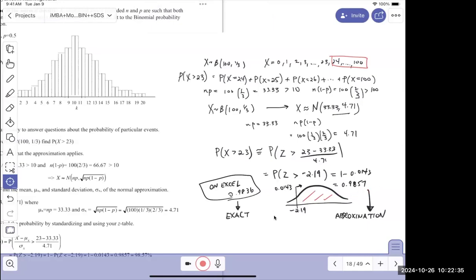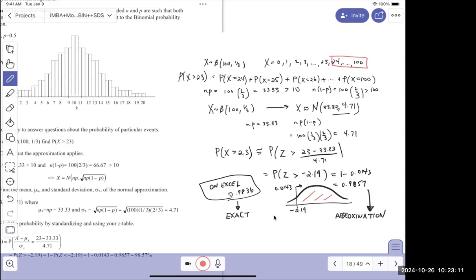You just have to answer the question. So if I ask you for the exact value, you'd have to use Excel or the thing I'm going to show you next. If I ask you to get the approximation, you use the normal approximation. Does that make sense? So you look for these words, exact or approximation. Now it's just a little bit off.